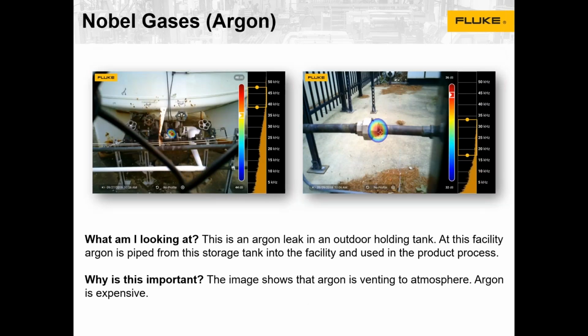I mentioned natural gas leaks earlier and argon leaks, just an example of that from a storage tank. This argon's getting piped into a facility for part of the production process. Pretty big expense here for argon, and so to identify those leaks is a significant savings. There were actually 2 more leaks between here and where it entered the production process.